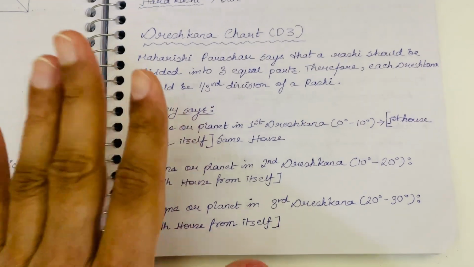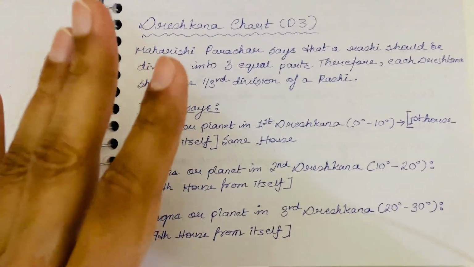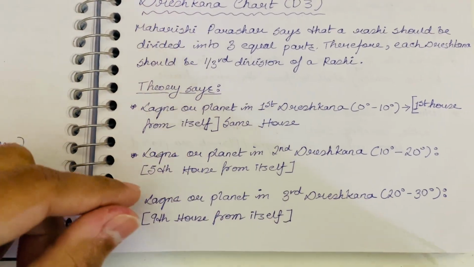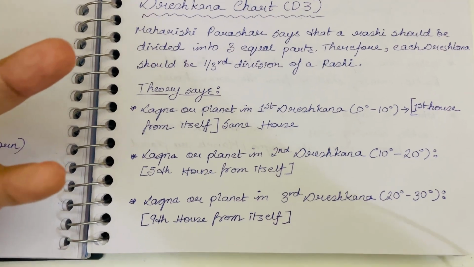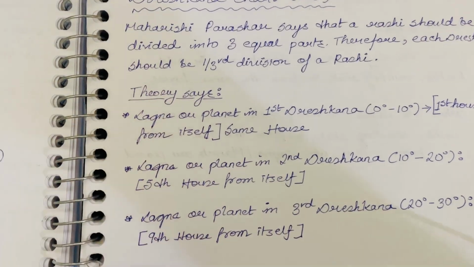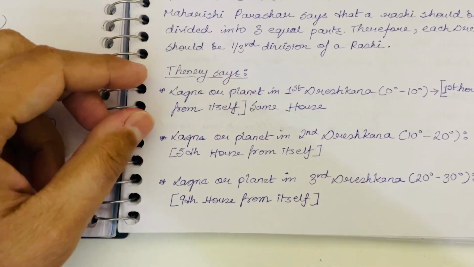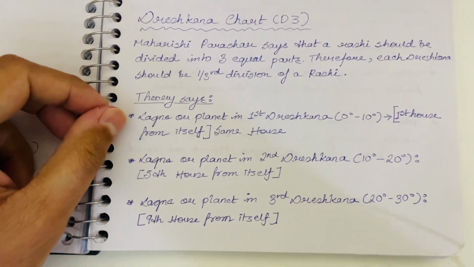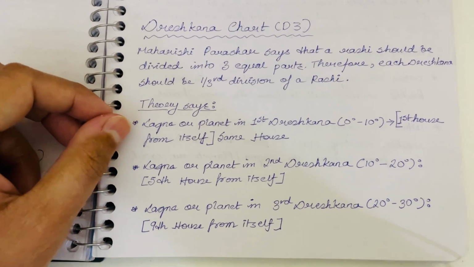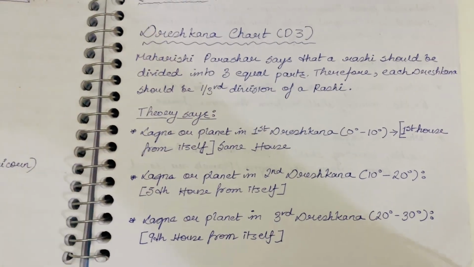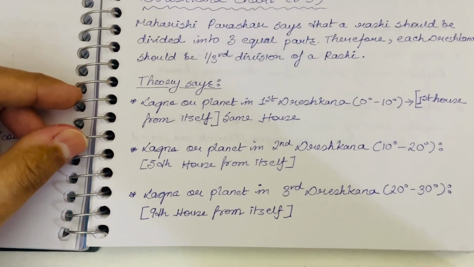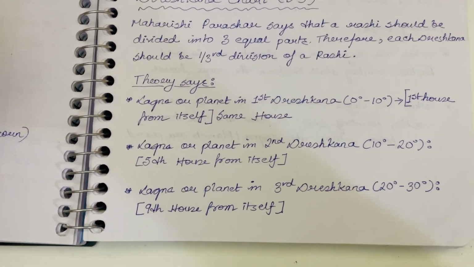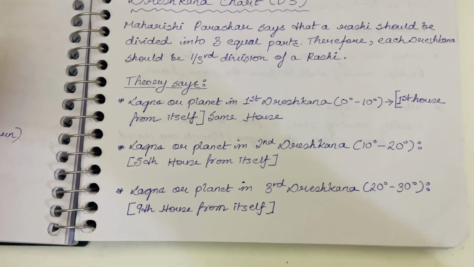I will show it to you practically. I will create the Dreshkana chart and we will all learn together how to do it. I am reciting the theoretical part first because the Dreshkana chart is going to get created based on these three principles. The second is the Lagna or planet in the second Dreshkana, from 10 to 20 degrees, which will always be fifth house from itself. The third is the Lagna or planet in the third Dreshkana, 20 to 30 degrees, which will be ninth house from itself.